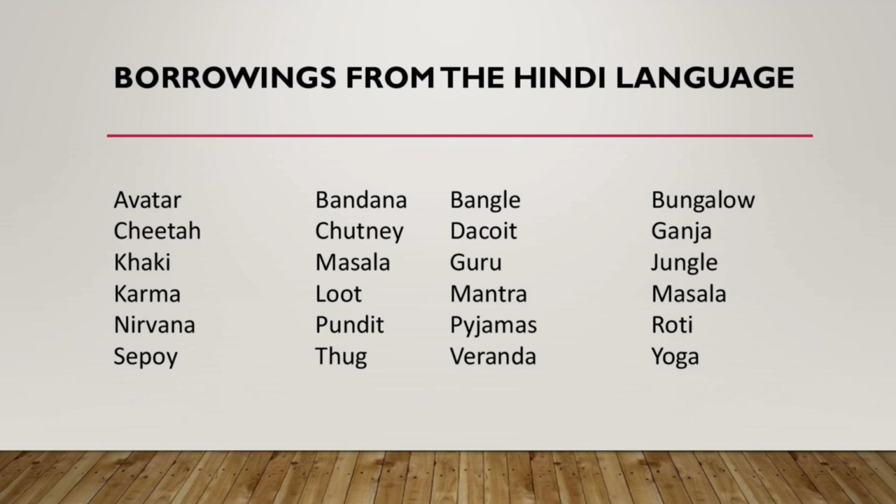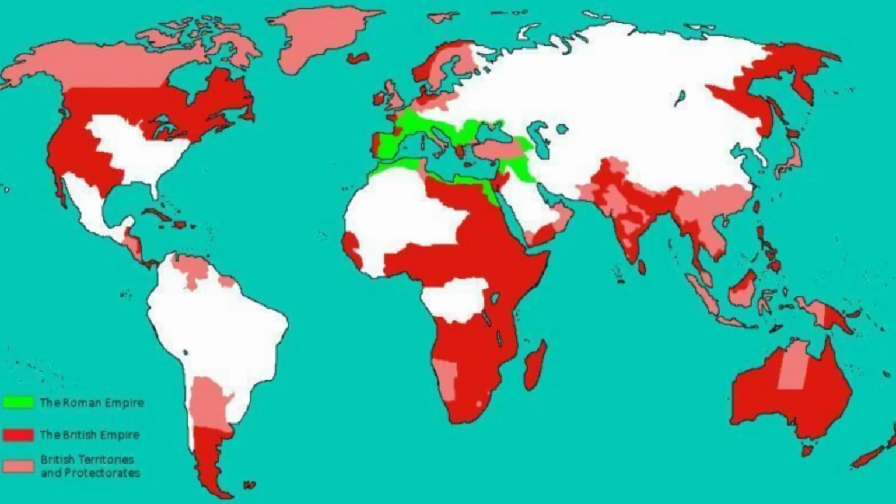Some of the examples of those words are avatar, chitta, masala, pajamas, loot, veranda, khaki, bangle, bungalow, karma, dacoit, gaja, nirvana, guru, jungle, sepoy, mantra, bandana, pandit, roti, chutney, thug, and yoga, and many more. These words are originally Hindi words. Some of them are Marathi and Bengali, but they have entered the English dictionary, further expanding the vocabulary of the English language.